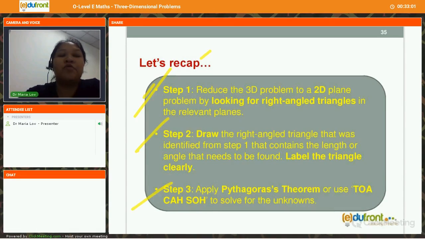So it's very important for you to remember how the strategies work. The reason why it's important for you to be able to apply the strategy is because 3-dimensional problems can be quite difficult to visualize. Since it's difficult to visualize, we try to look at 2-dimensional figures, which are much easier to visualize. Okay, so with this strategy in mind, we have actually come to the end of the webinar on 3-dimensional problems.